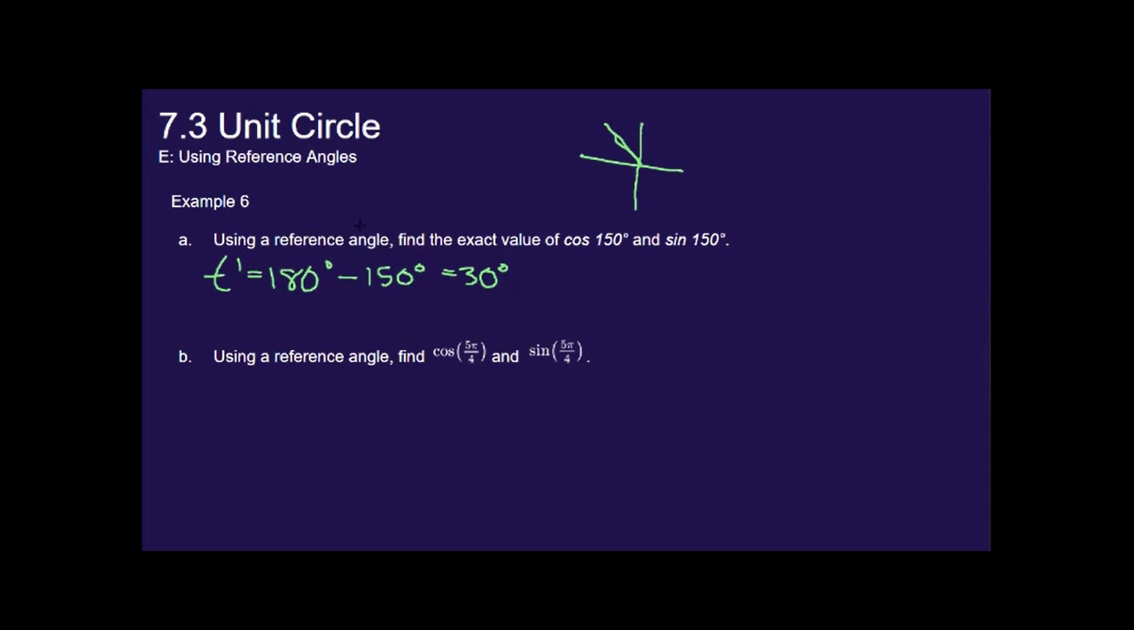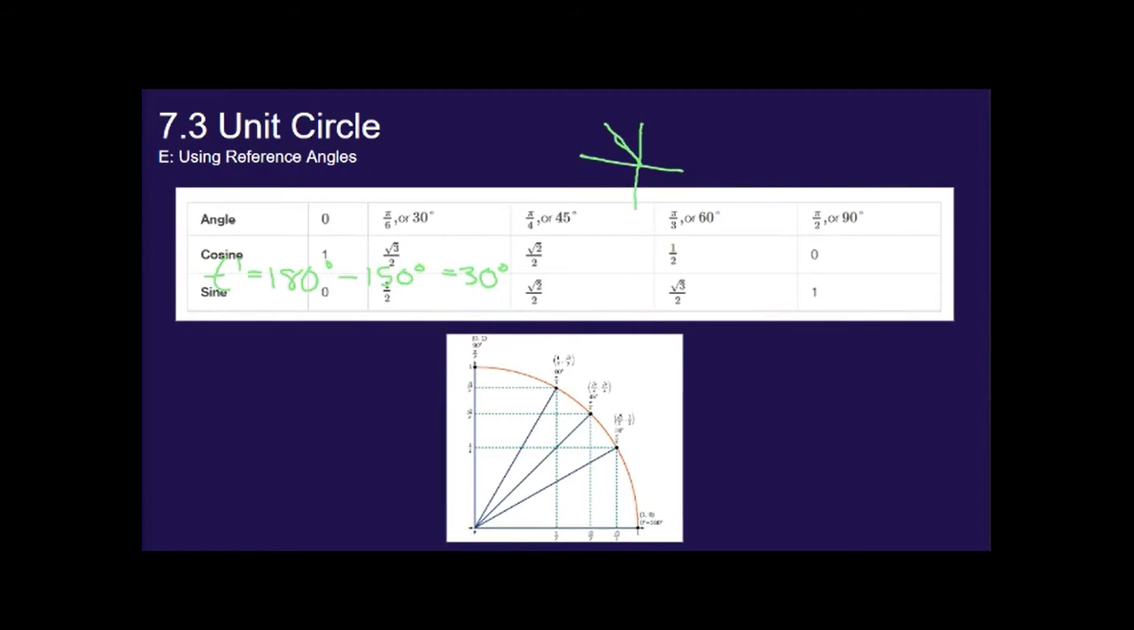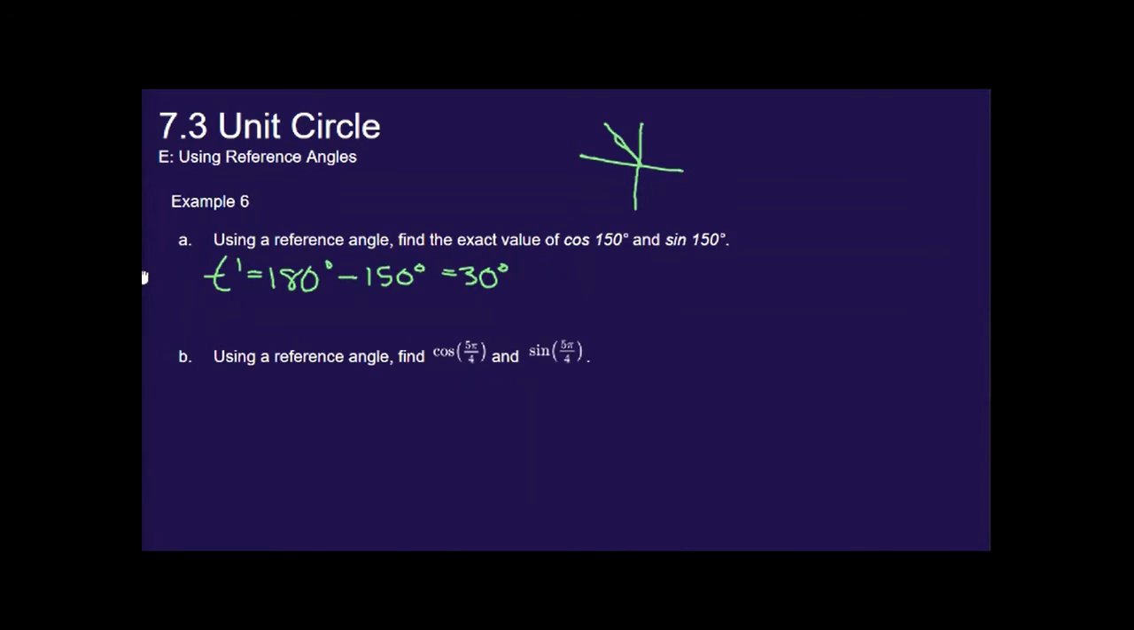We're going to use that reference angle and find the exact value of the cosine of 150 and the sine of 150. So if you go back and look at that chart, I can go back here. So we're dealing with 30 degrees. So the cosine is square root of 3 over 2, and the sine is 1/2. So we know that the cosine of 30 degrees is equal to square root of 3 over 2, and the sine of 30 degrees is equal to 1/2. Okay, but that's not what we're trying to find. We're not trying to find the cosine and sine of 30 degrees.